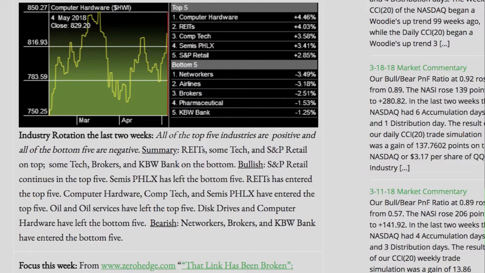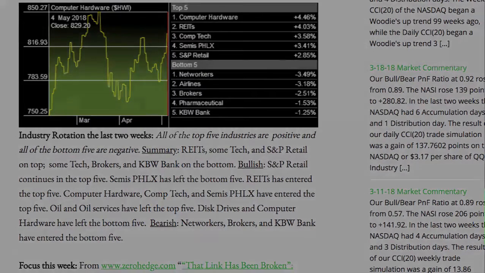Bullish: S&P Retail continues in the top 5. Semis has left the bottom 5. REITs has entered the top 5. Computer hardware, comp tech, and semis have entered the top 5. Oil and oil services have left the top 5. Disk drives and computer hardware have left the bottom 5. Bearish: networkers, brokers, and KBW Bank have entered the bottom 5.